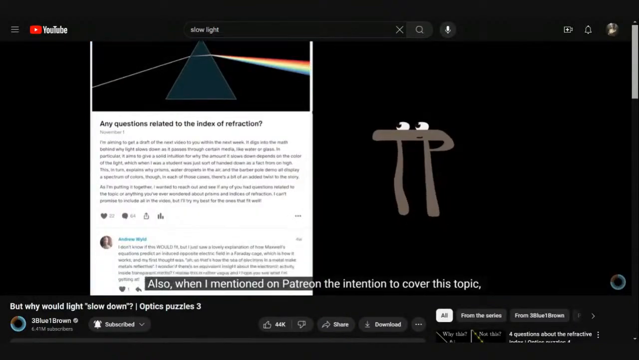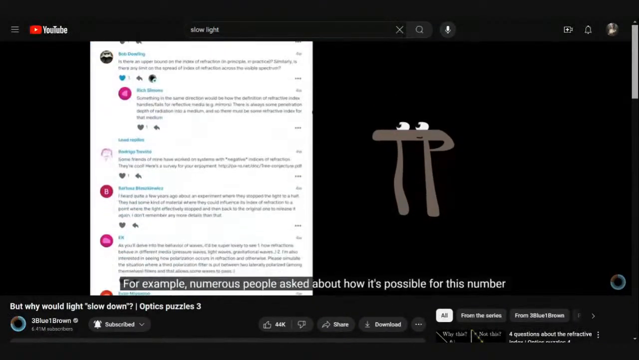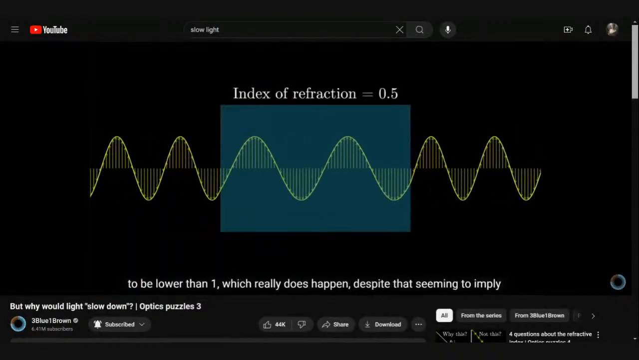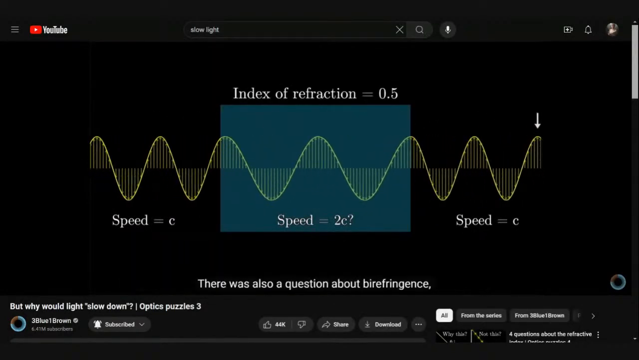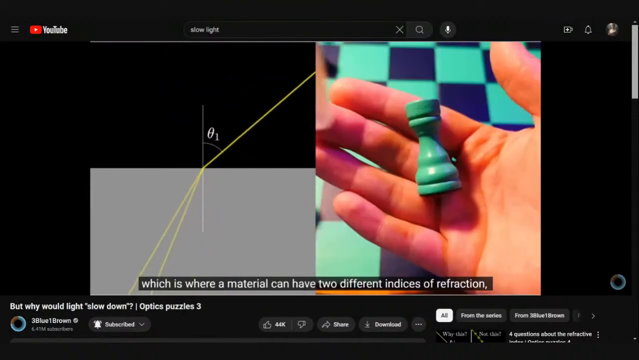Also, when I mentioned on Patreon the intention to cover this topic, a lot of people had a lot of questions about the index of refraction. For example, numerous people asked about how it's possible for this number to be lower than 1, which really does happen, despite that seeming to imply the impossibility of something traveling faster than the speed of light. There was also a question about birefringence, which is where a material can have two different indices of refraction, causing you to see double when you look through it.